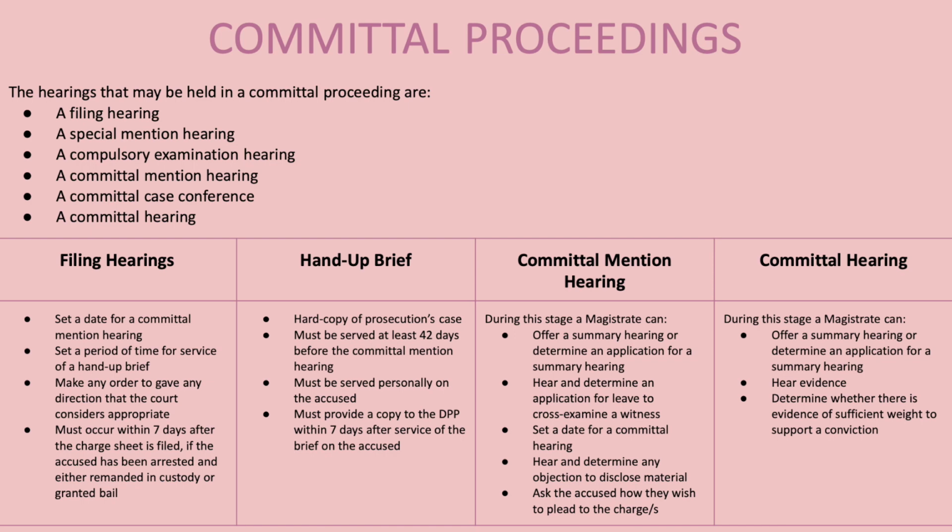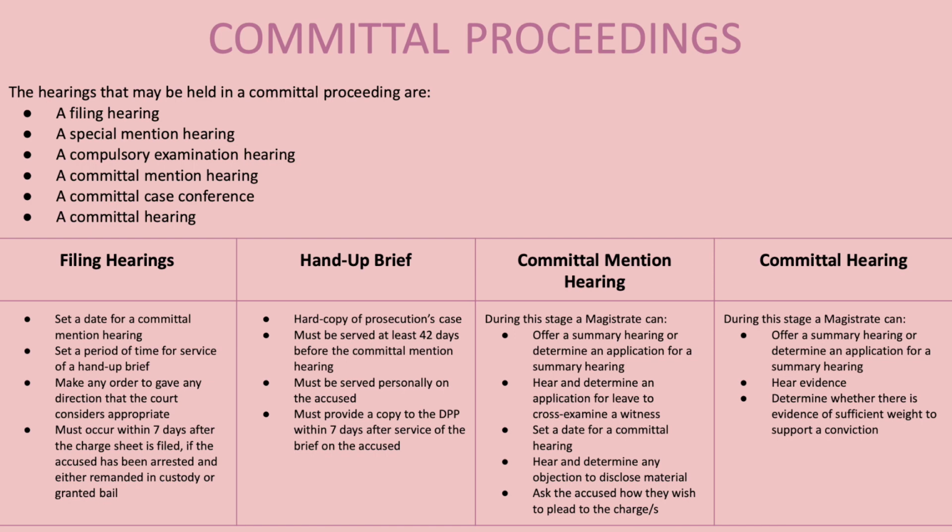Committal mention hearing. During this stage, a magistrate can offer a summary hearing or determine an application for a summary hearing, hear and determine an application for leave to cross-examine a witness, set a date for a committal hearing, hear and determine any objection to disclosed material, and ask the accused how they wish to plead to the charge or charges.